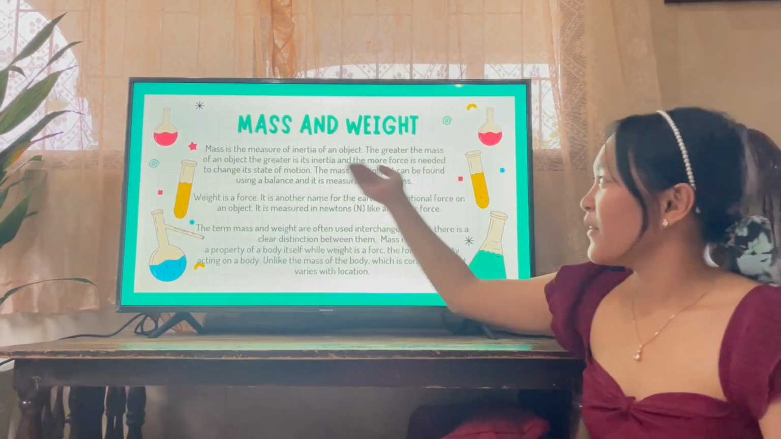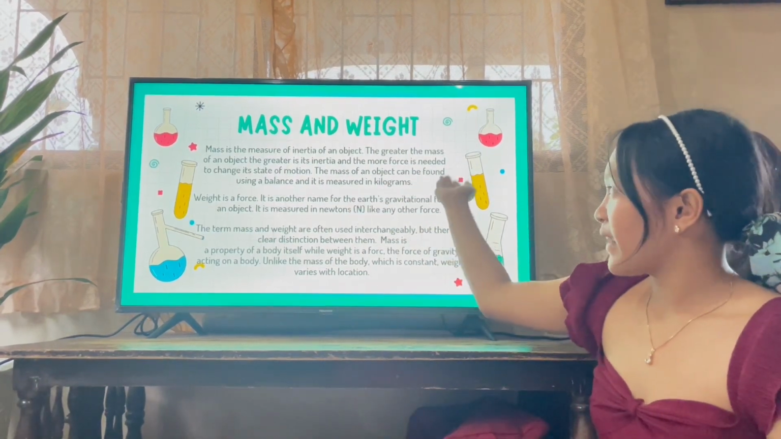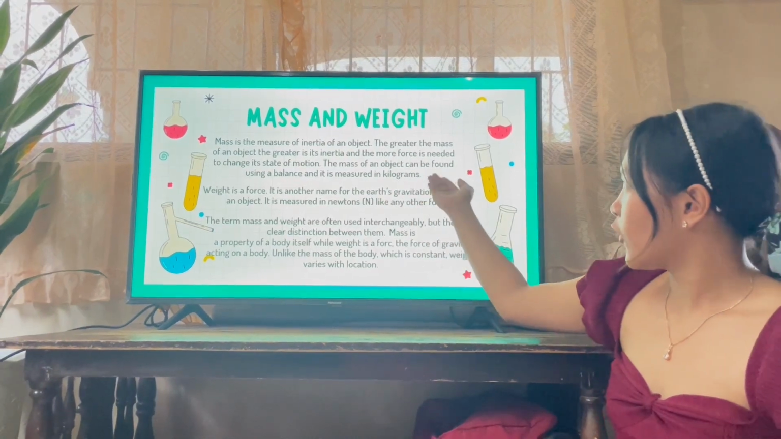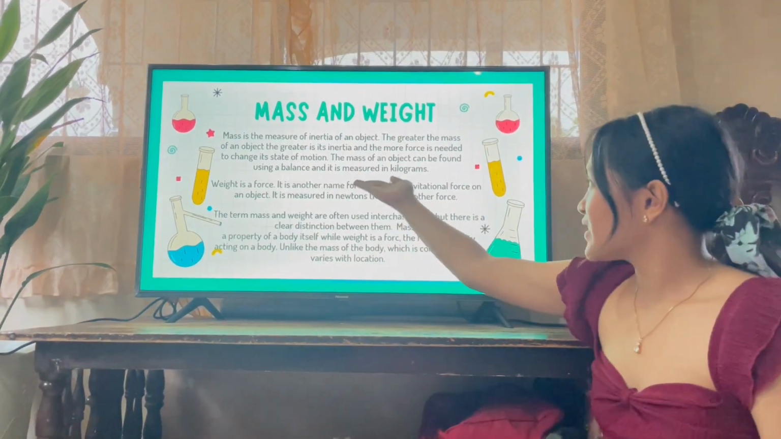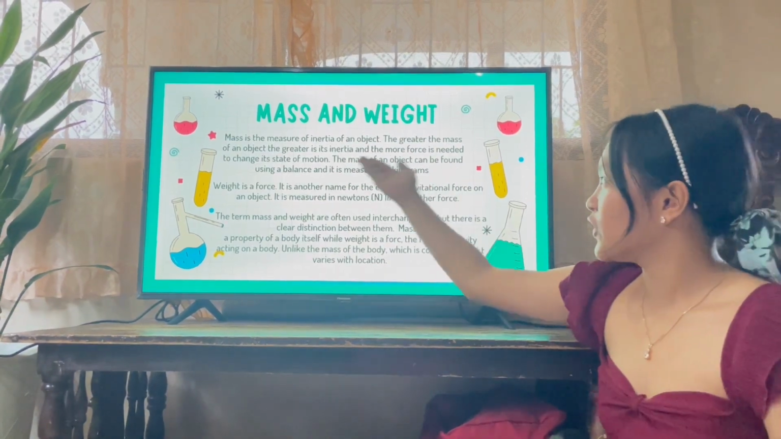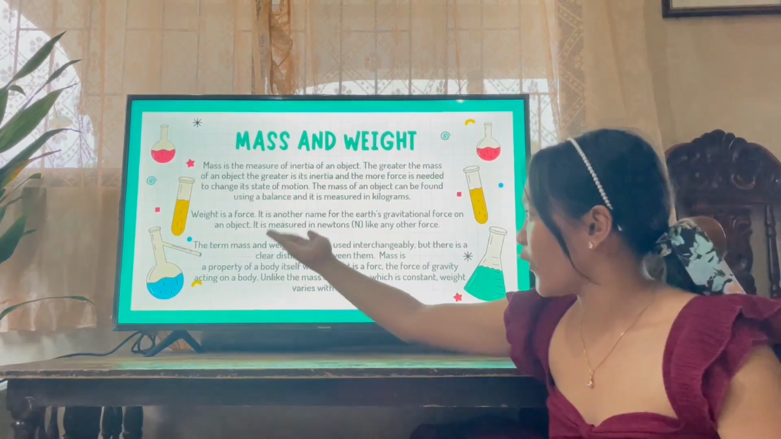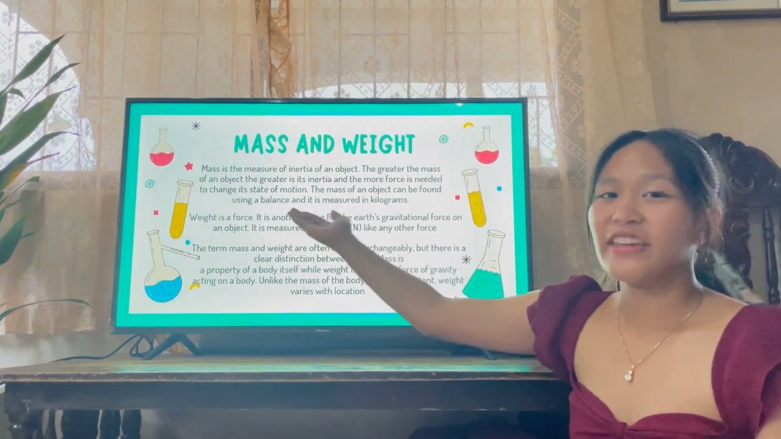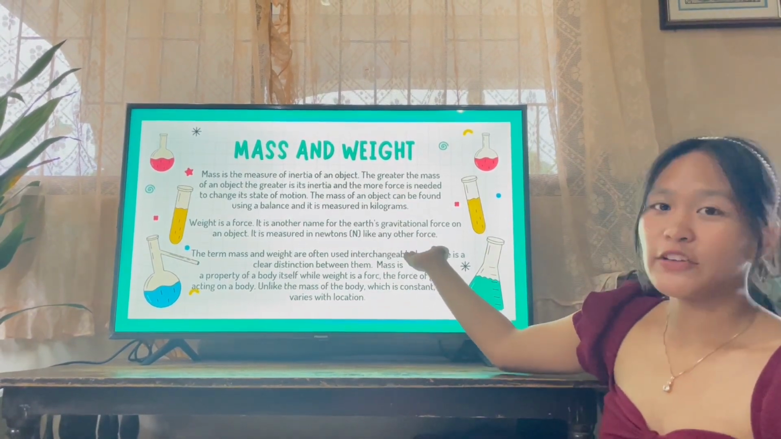Mass and weight. Mass is the measure of inertia of an object. The greater the mass of the object, the greater its inertia, and the more force is needed to change its state of motion. The mass of the object can be found using a balance, and it's measured in kilograms. Weight is a force. It is another name for the Earth's gravitational force on an object. It is measured in newtons like any other force.